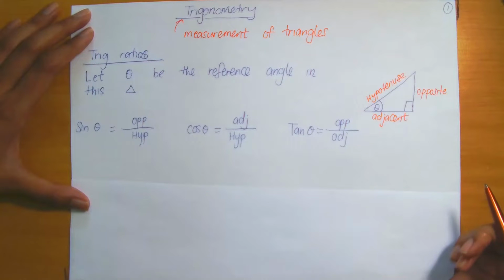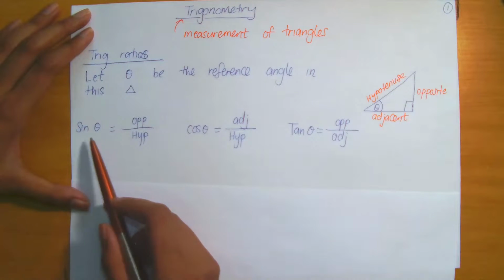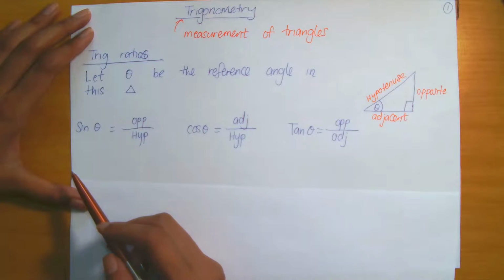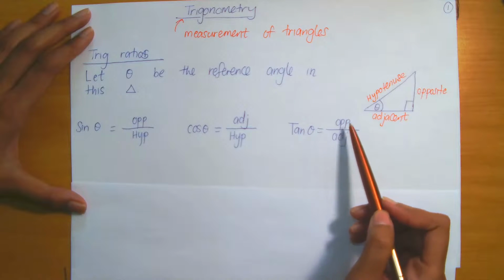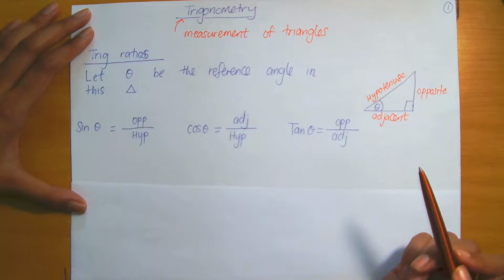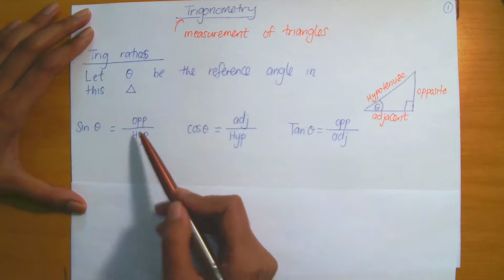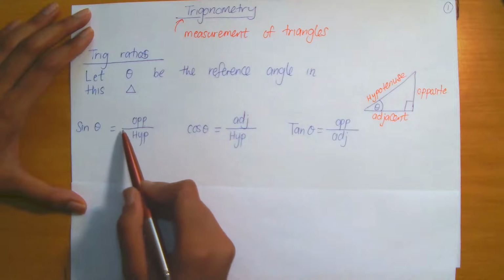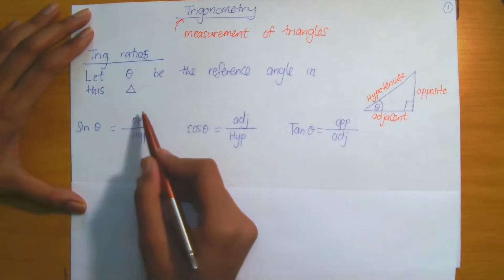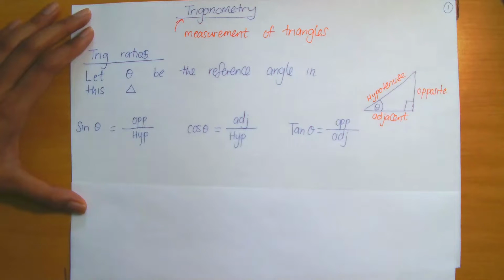So I've given you three ratios, and I've explained what these ratios represent. Sine of theta is opposite over hypotenuse, cos of theta is adjacent over hypotenuse, and tan theta is opposite over adjacent. When we say opposite over hypotenuse, what would you write down in this ratio? You would write down the length of the opposite over the length of the hypotenuse. So it's important to take note of the lengths or the measurements of those sides.